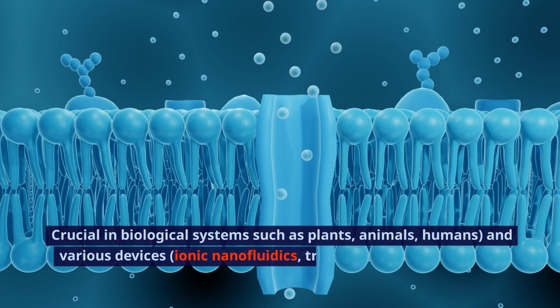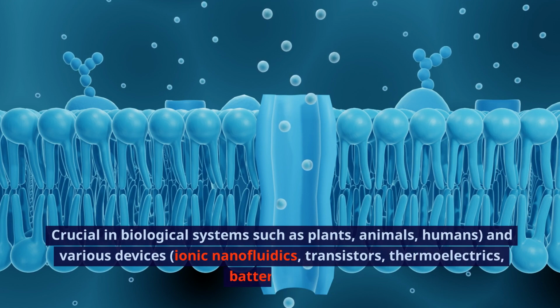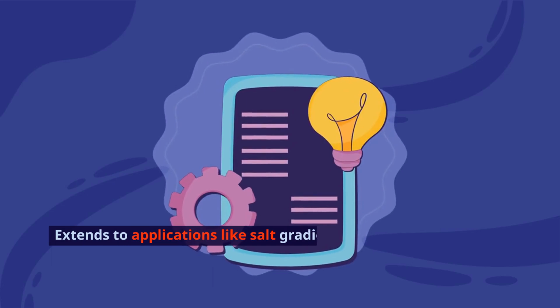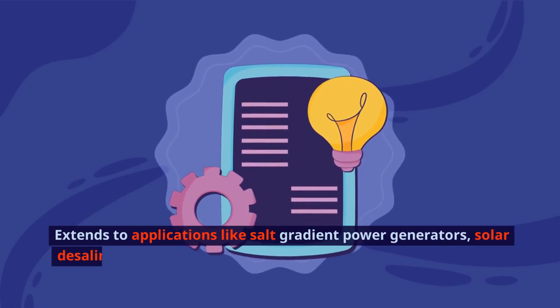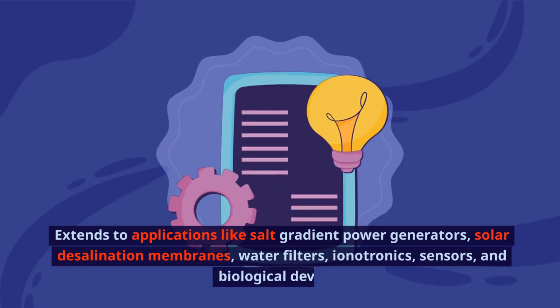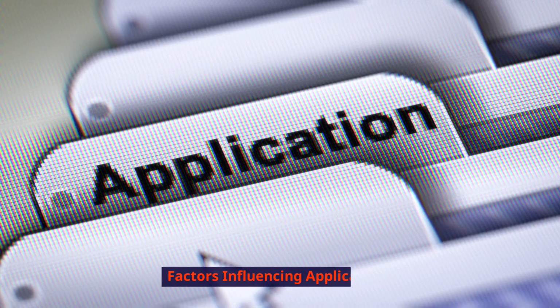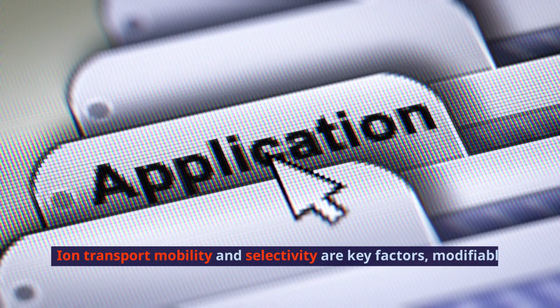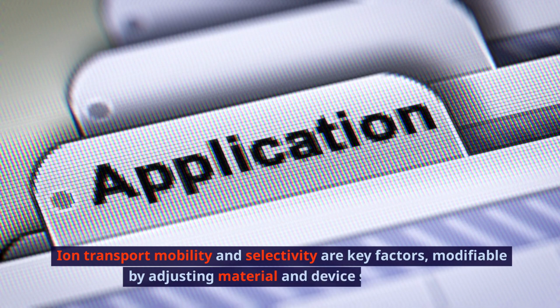Ionic nanofluidics, transistors, thermoelectrics, batteries, etc. Roles in devices extend to applications like salt gradient power generators, solar desalination membranes, water filters, ionotronics, sensors, and biological devices. Factors influencing applications. Ion transport mobility and selectivity are key factors, modifiable by adjusting material and device structures.